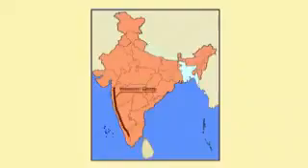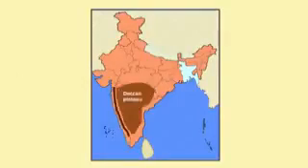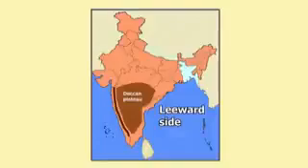The Western Ghats obstruct the southwest monsoon winds, and they are responsible for heavy rainfall along the western coast, whereas the Deccan Plateau forms the leeward side where there is relatively low rainfall.